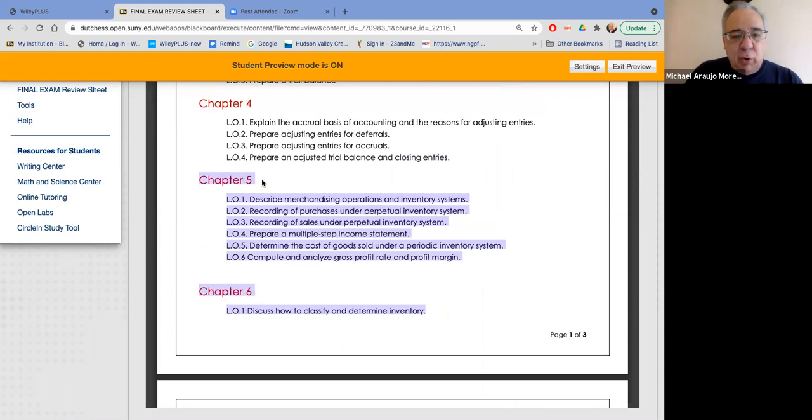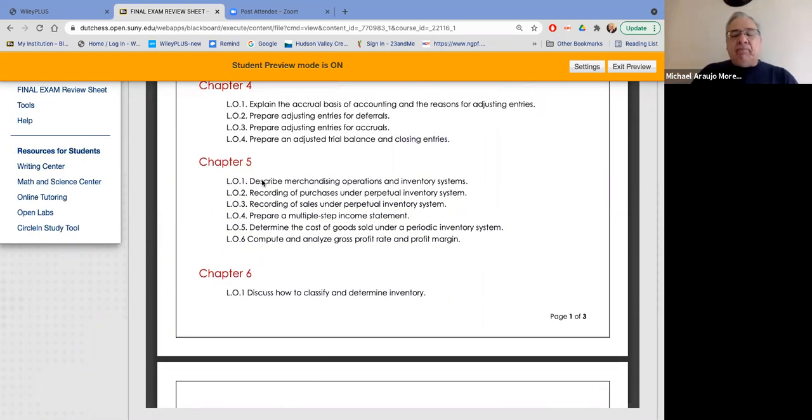Then we started a whole new journey with chapter 5 all the way to chapter 11. And that journey, again, took us about half the semester to get through. And again, it was a little different. There was a little less emphasis on the bookkeeping and a lot more emphasis on the concepts and analysis. Financial analysis was part of this as well.